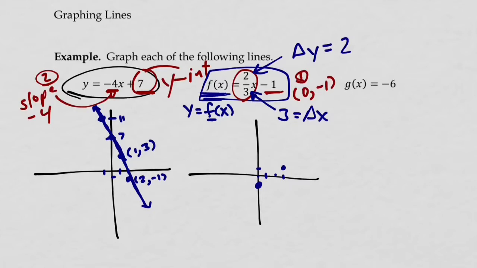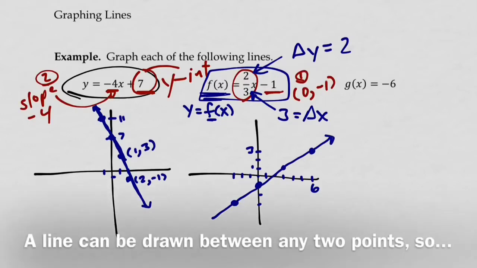And then continuing, I could go over another 3 units to +6 as my x value, and then from 1, going up 2 units, I would get to 3. So (6, 3) would be another point on the line. And we could go to the left for at least 1 or 2 points. Going over to the left 3 units and down 2 would take me down to (-3, -3). And so our line would pass through those 4 points.